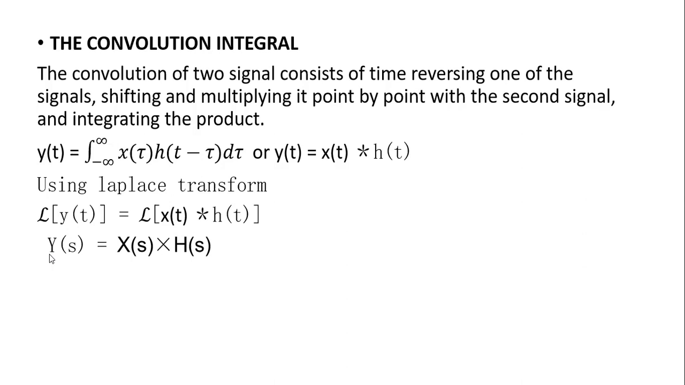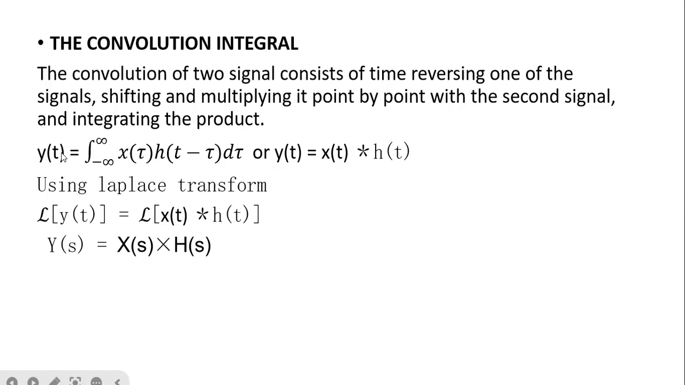So that process in mathematics is what we term as what? Convolution. So if we have two signals, you can see that the convolution of two signals consists of time reversing one of the signals, shifting and multiplying it point by point with the second signal, and integrating the product. Now, this is how convolution is achieved mathematically. So you can see y of t is equal to what? Now, this is the first signal. Now, this is the second signal. It has been time shifted. It has been delayed by what? Tau.